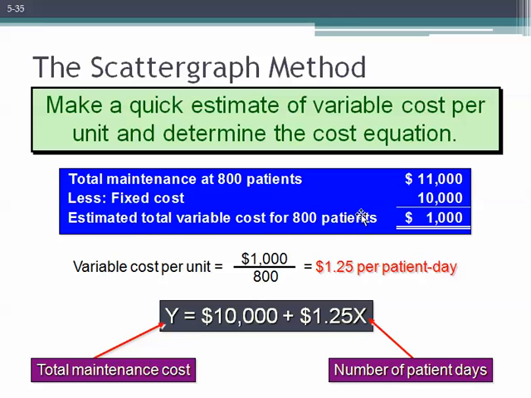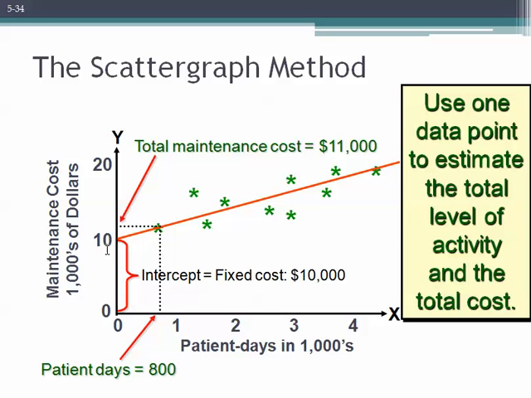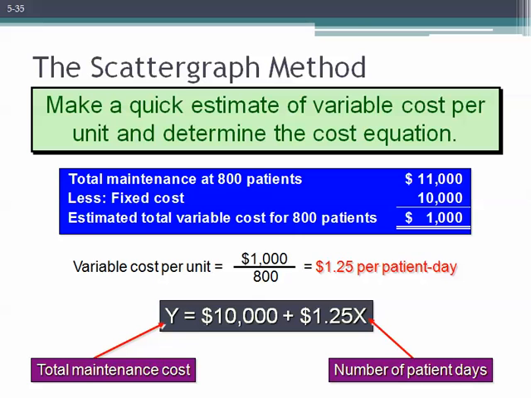So we have our total cost of $11,000 at 800 patient days. We'll subtract from that our fixed cost of $10,000, and again, that's simply our y-intercept. And that leaves us with an estimated variable cost of $1,000 for 800 patients. If we take our variable cost of $1,000 and divide it by our activity level, which in this case was 800 patients, we get a variable cost of $1.25 per patient day.